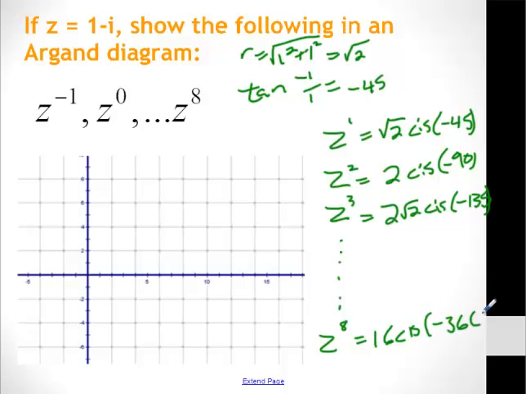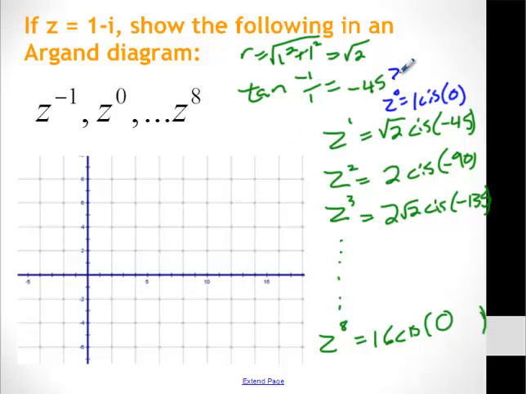Now, negative 360 is the same as 0. So I'm going to erase that, and I'm just going to write 0. When we go the other way, for z to the 0 power, we're taking our z to the first and raising it to the 0 power. Square root of 2 to the 0 power is 1. Negative 45 times 0 is 0.